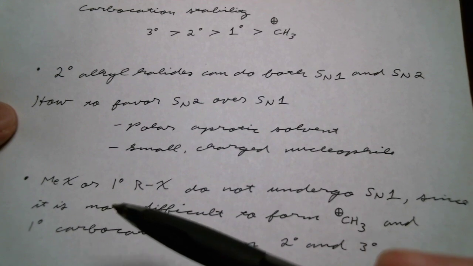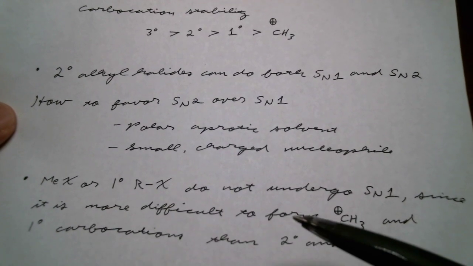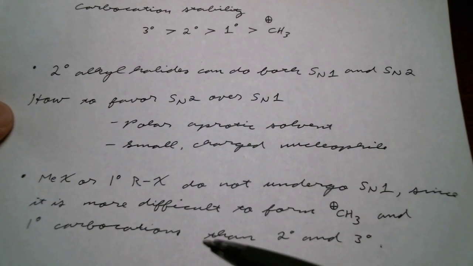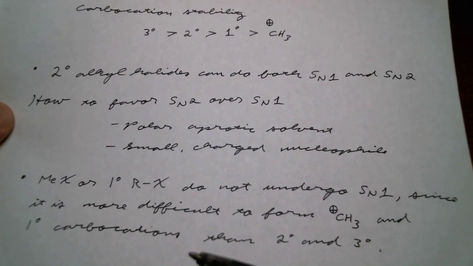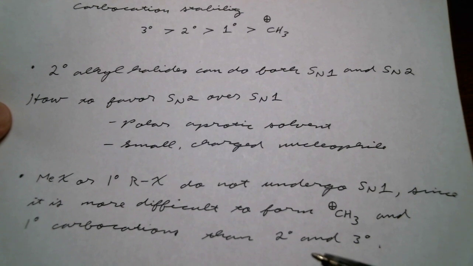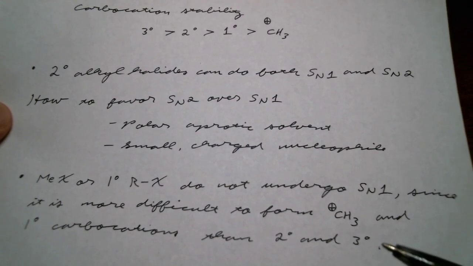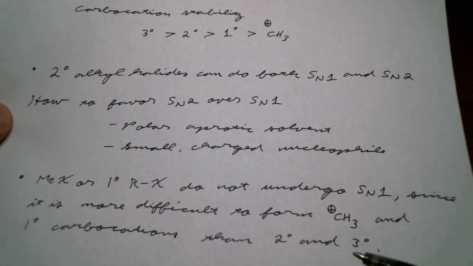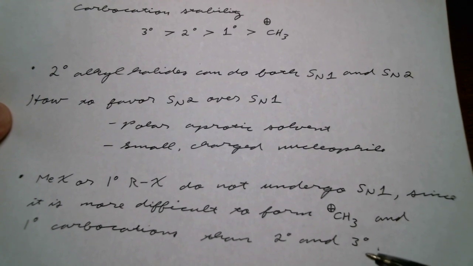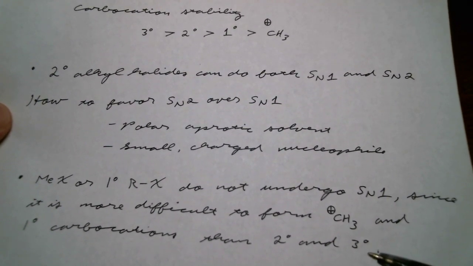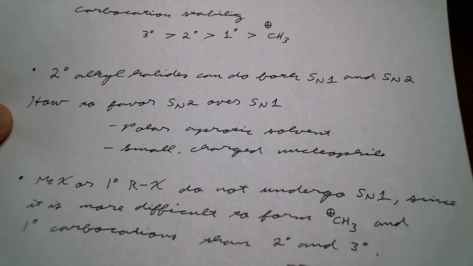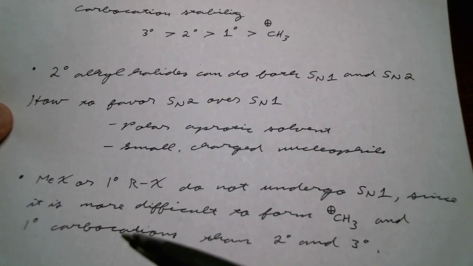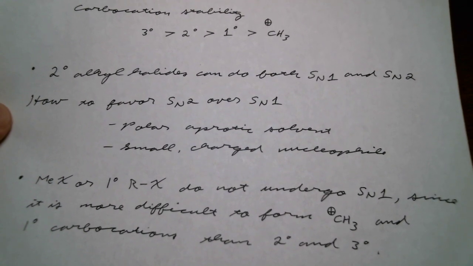So methyl halides or primary alkyl halides do not undergo SN1 since it is more difficult to form methyl carbocations or primary carbocations than it is to form secondary and tertiary carbocations. So we remember why tertiary carbocations are more stable. It has to do with the fact that they have more hyperconjugation than secondary or primary carbocations, unless you're allylic.